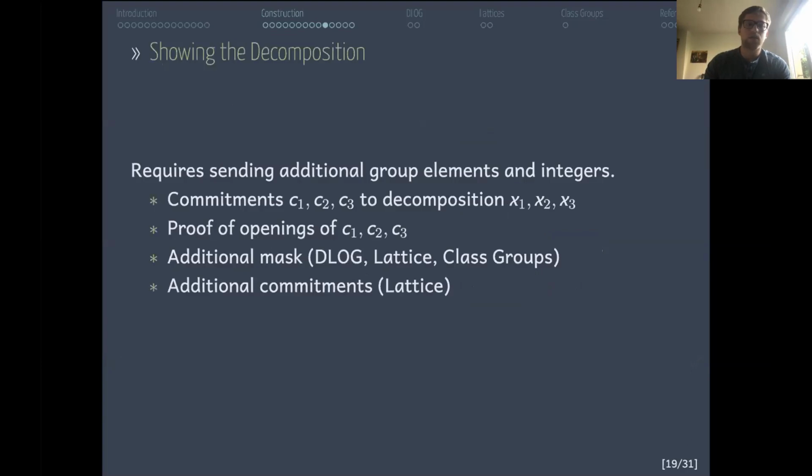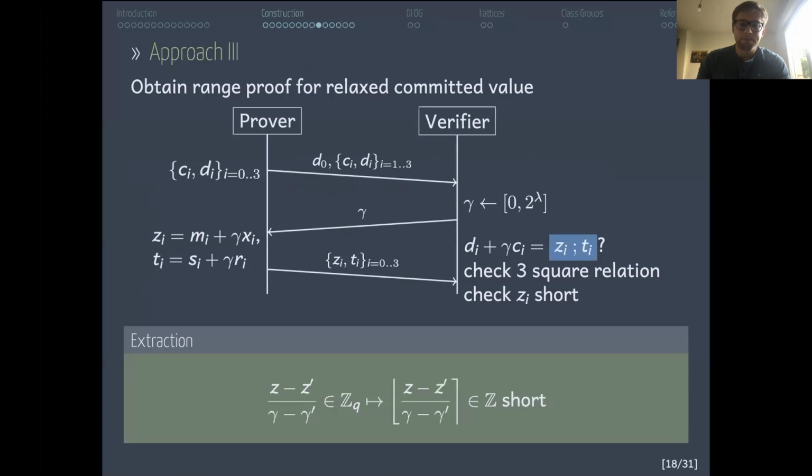So this is essentially the construction. Now I just want to go into a few details about the settings and a few optimizations. Can I ask you a question? Yes. Could you go back to the previous slide?